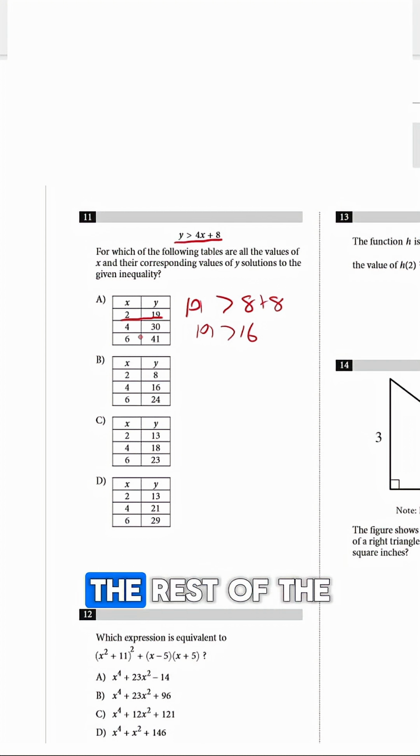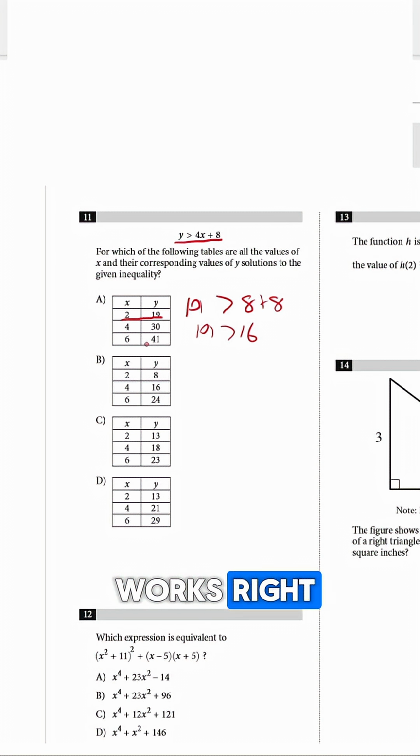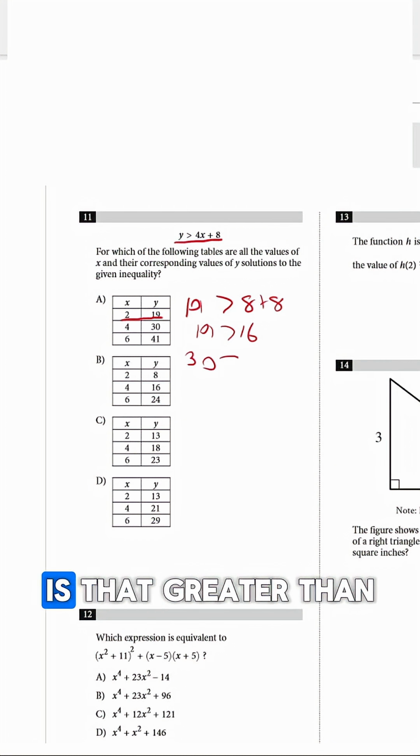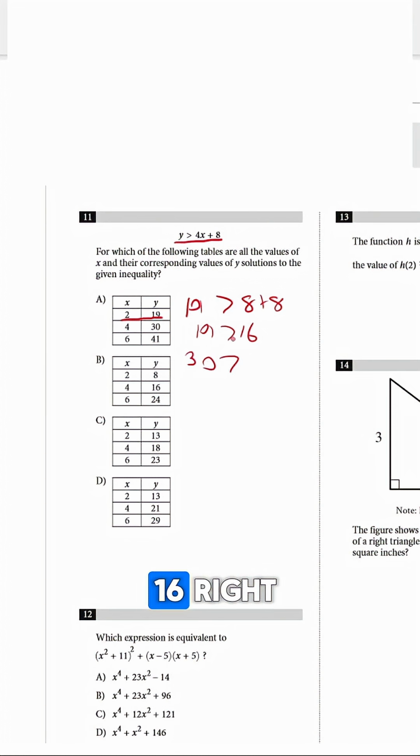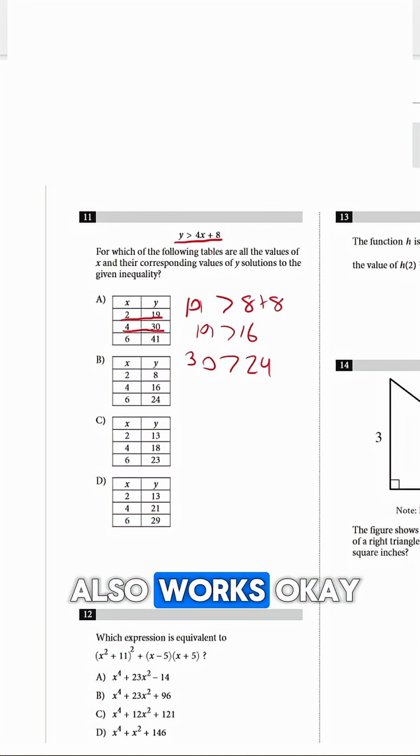So I can keep checking the rest of the points to see if every one of them works, right? So let's see. If I plug in 30, and then I say, is that greater than 4 times 4 is 16, right? 16 plus 8 is 24. Is 30 greater than 24? Yes, so this point also works.